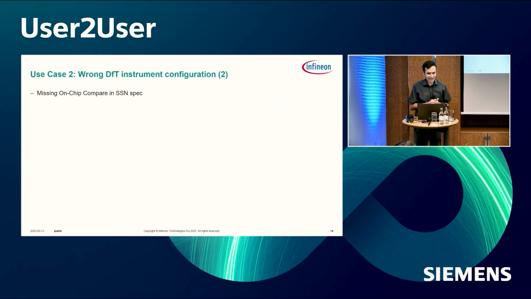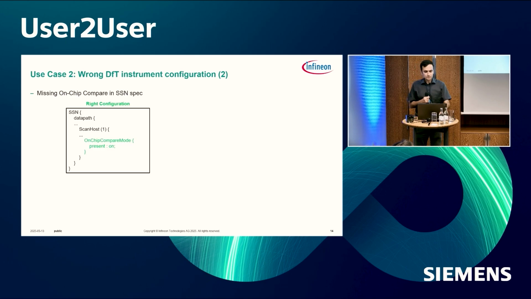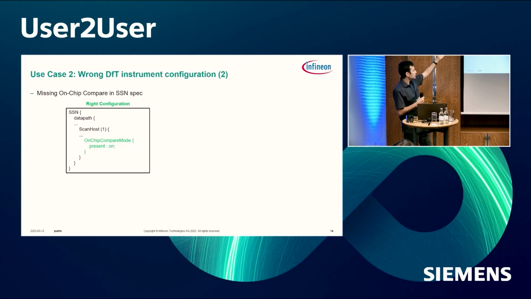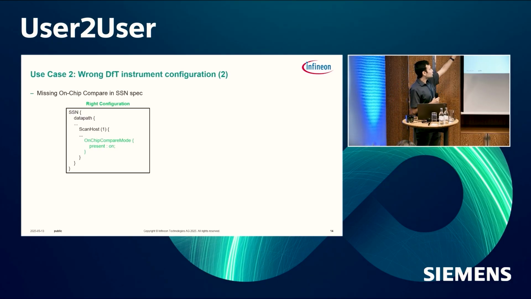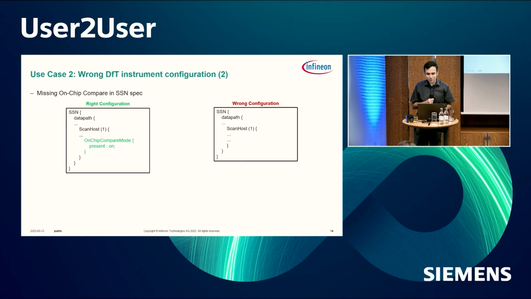There is another example related to this wrong DFT instrument configuration. It's about missing on-chip compare. So on-chip compare is one of the SSH or SSN features, and you can set it in the DFT specification and insert it along with the scan streaming network. So it's the right way to do it. But for example, the DFT engineer, for any reason, forgets to do it. So forgets to insert the on-chip compare.